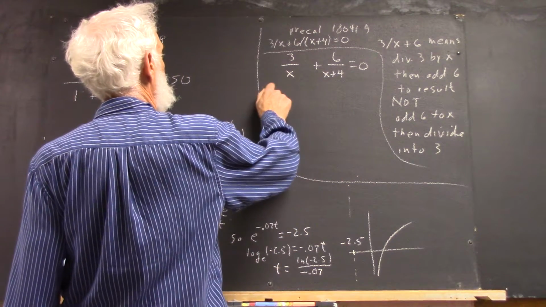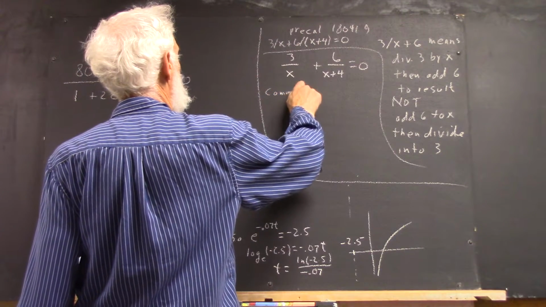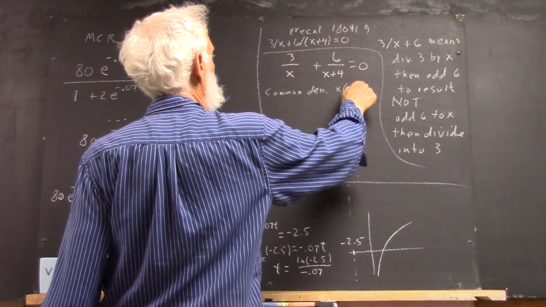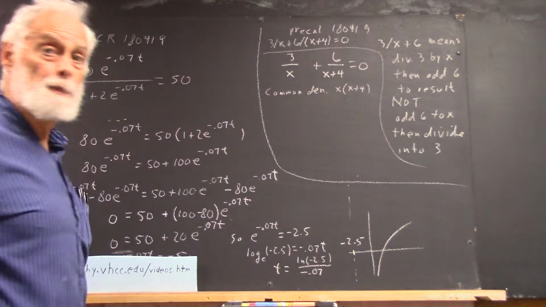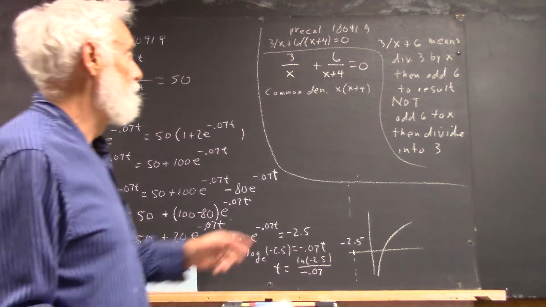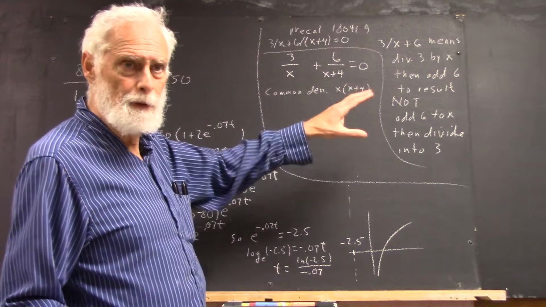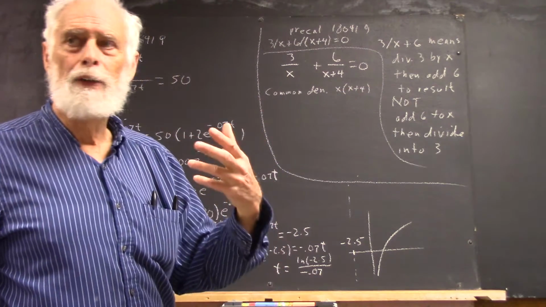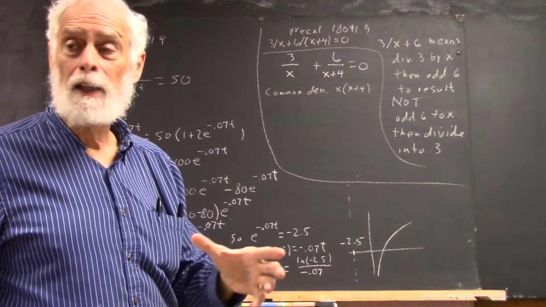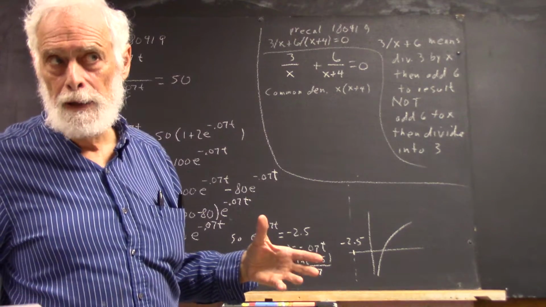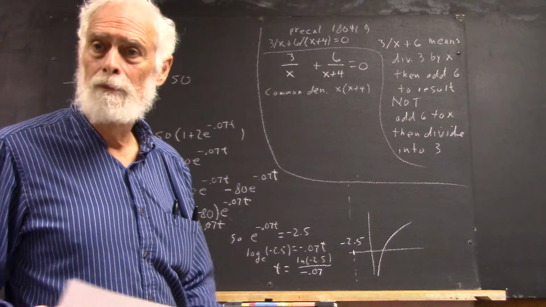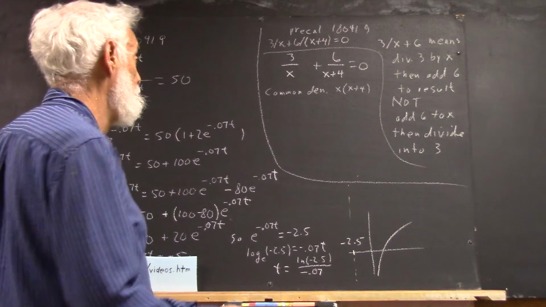And the common denominator is x times x plus 4. You just multiply your denominators, right? Now, often there's a lower common denominator. It's going to be simpler if you find the least common denominator. But if you find a common denominator that's bigger than it needs to be, it can still work. It just means you're going to have to do a few more steps in your solution. So it's not a big deal.